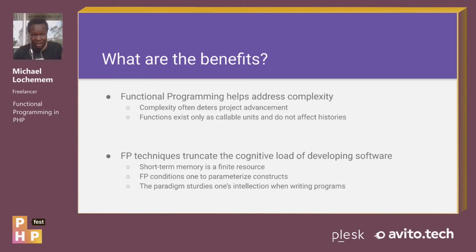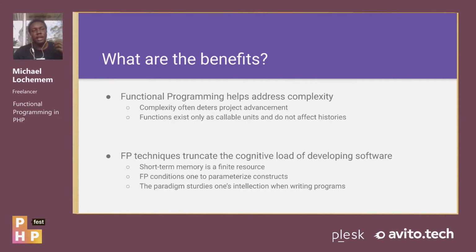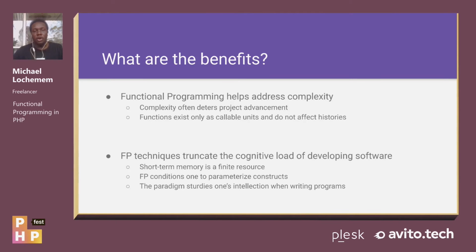Functional programming techniques, and this is related to the previous point, truncate the cognitive load of developing software. Short-term memory, which is working memory, is a valuable finite resource. And FP, functional programming, basically allows you to maximize the fullness of working memory without putting a lot of strain on the fixed memory quanta in working memory, in transient storage. So it sturdies your intellection, your approach to writing code.